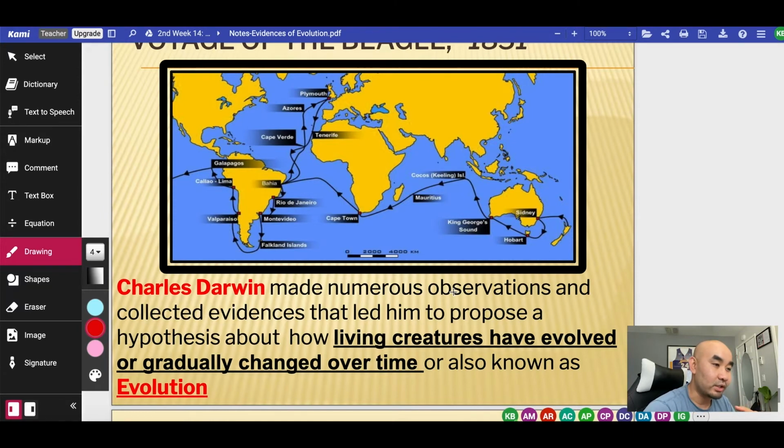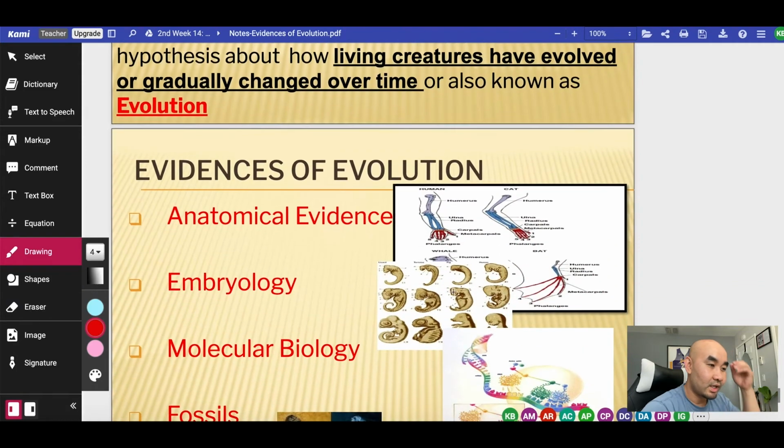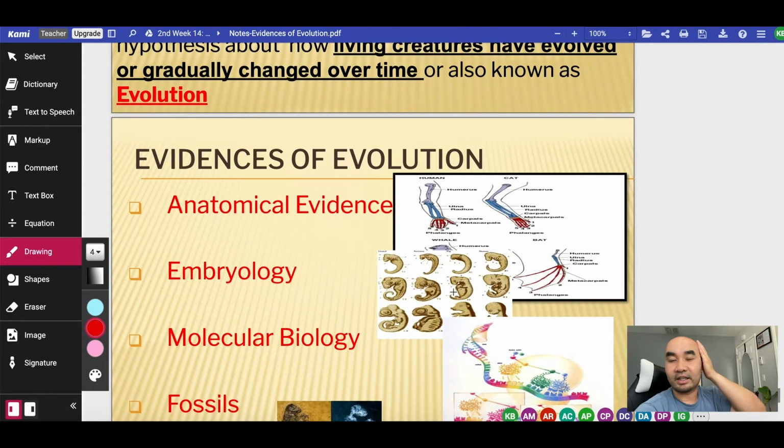So he came up with a theory of evolution, right? So how do we know that? His theory is evolution by natural selection. That means over time, nature changed, the earth changed, the environment changed. So living things start to change as well to fit in. That's why we have different species, right? Speciation. So what are some of the evidences that they have?